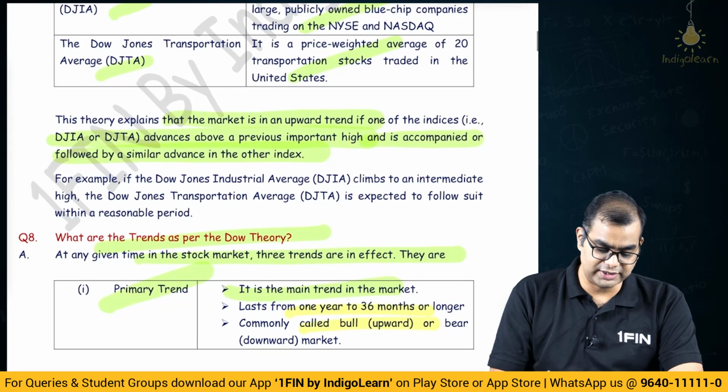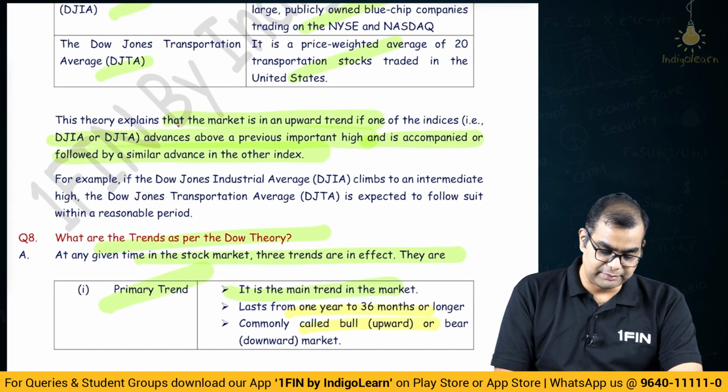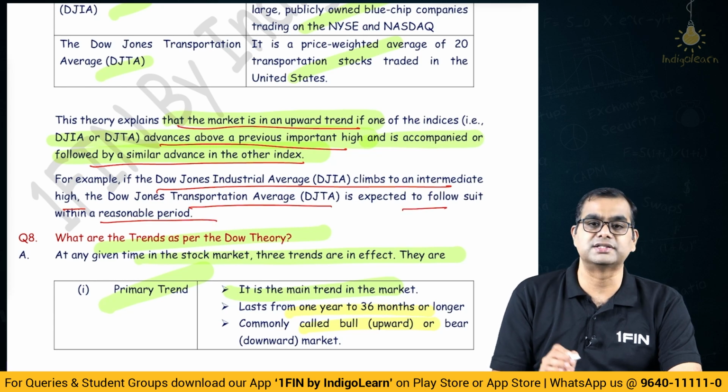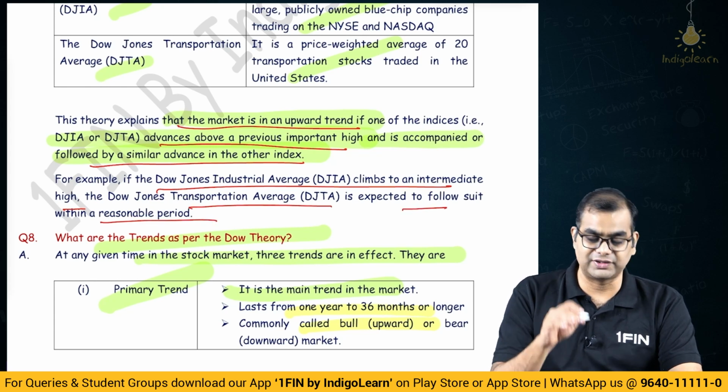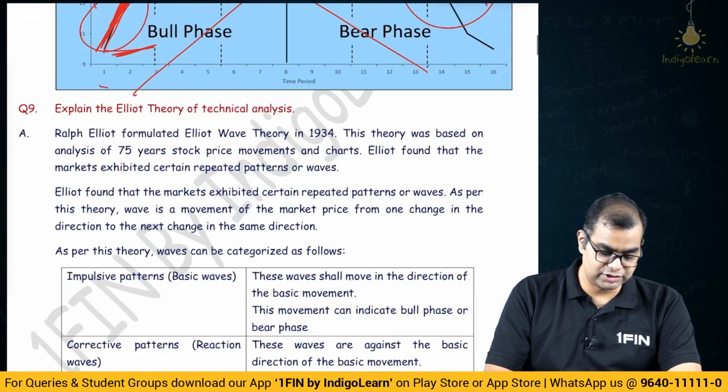You have to understand how this theory functions, and as they have said, if you go back to the previous question, the market is in an upward trend if one of the indices advances above a previous high and is accompanied by a similar advance in the other index. So, if the DJI climbs to an intermediate high, the DJTA is expected to follow suit within a reasonable period. Then they both are in the bull phase. If the reverse happens, then they both are in the bear phase. Let's move to the next question.